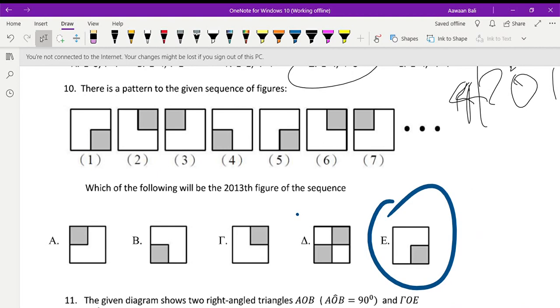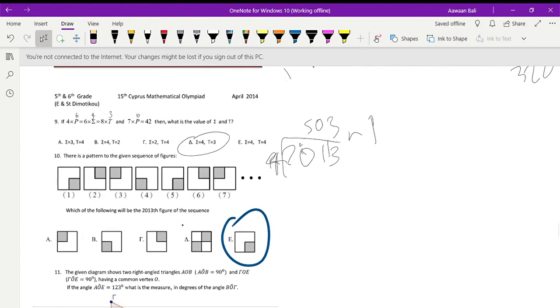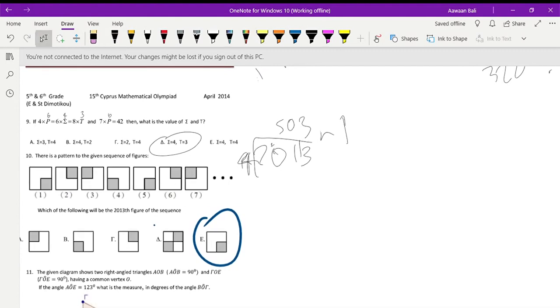Question number 10. There's a pattern to the given sequence of figures. Which of the following will be the 2013 figure of the sequence? Now we'll divide 2013 by 4, because once we do that, if it has a remainder, we know it's not the last piece. But if it doesn't have a remainder, then that means it's the last one. The remainder actually helps us to find it.